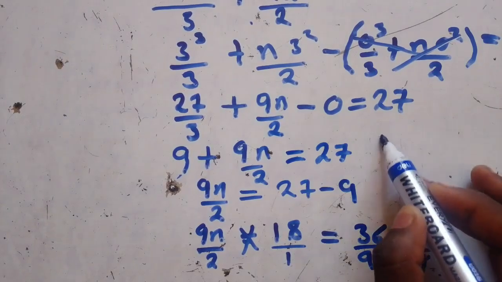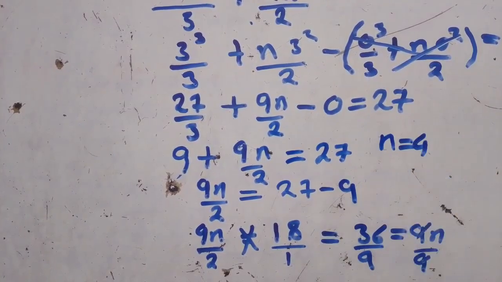So the value for n is 4. This is the value of n.